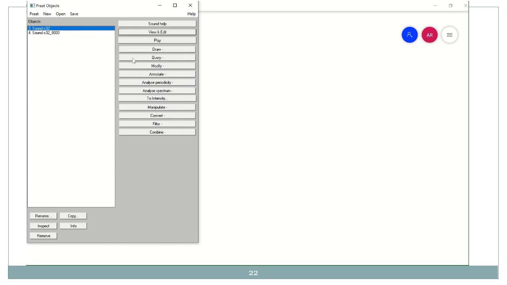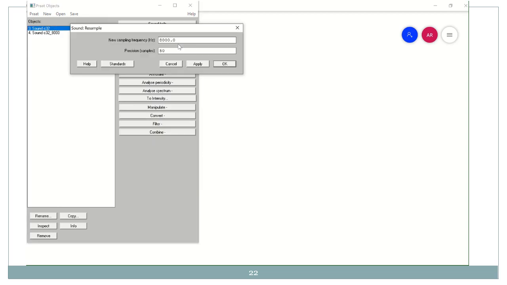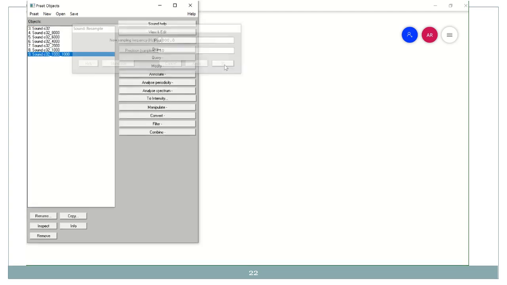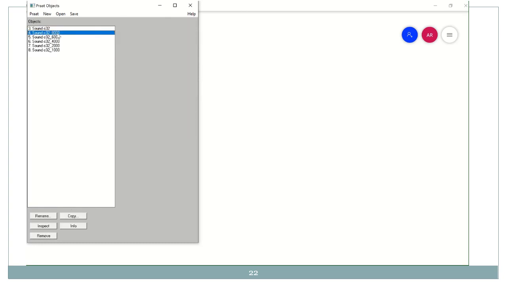Let me also do another one, and then we'll look at them together. So convert, resample, and let me make this 6,000, apply. Let me go to the original and create another one at 4,000, apply. Let me create another one at 2,000, apply, and another one at 1,000, apply. All right, now I don't need the last one. Now I have these different files.